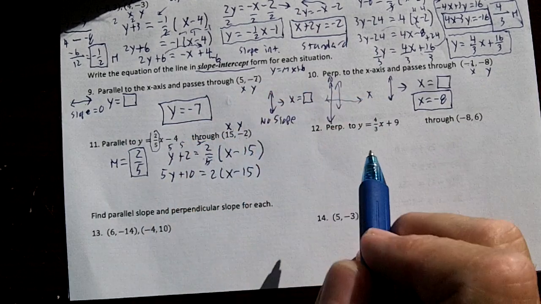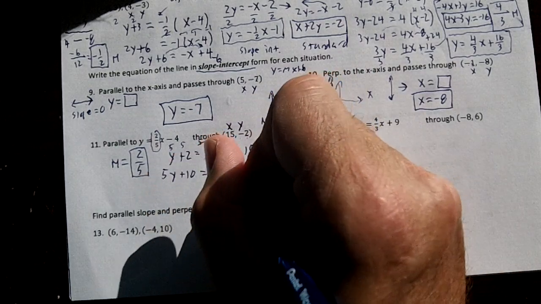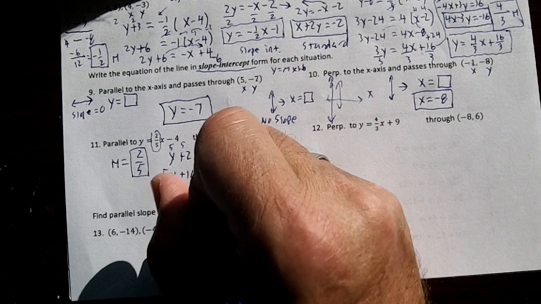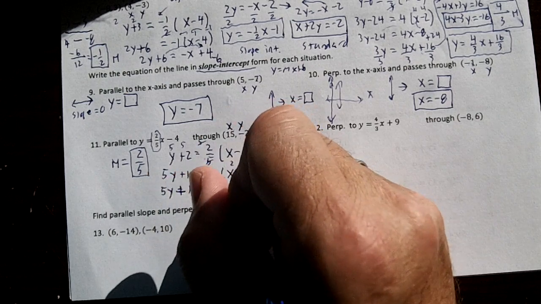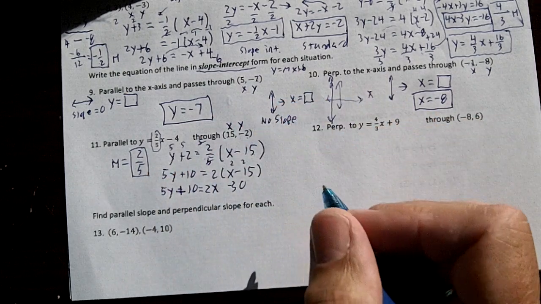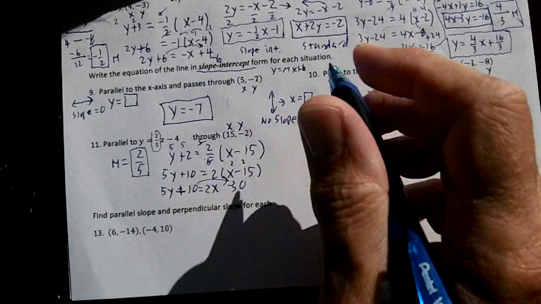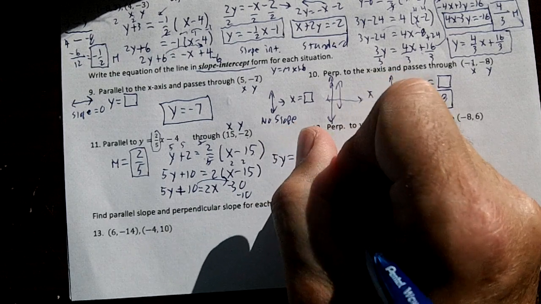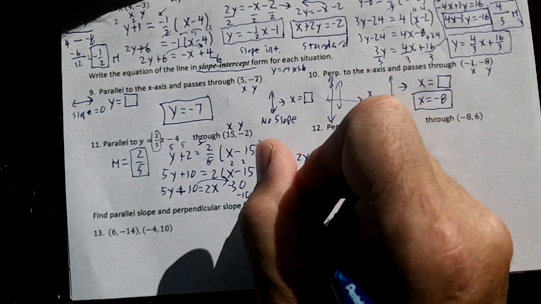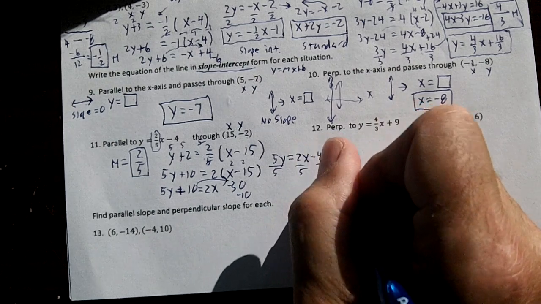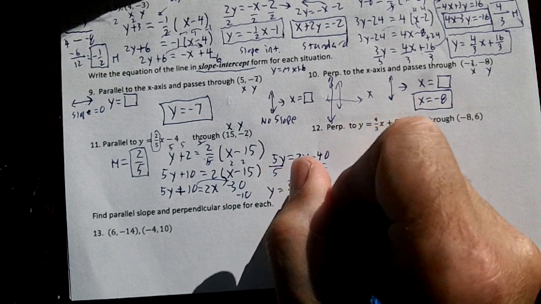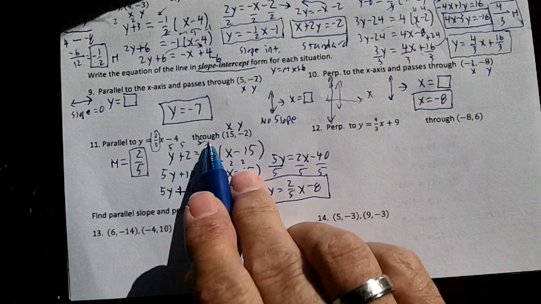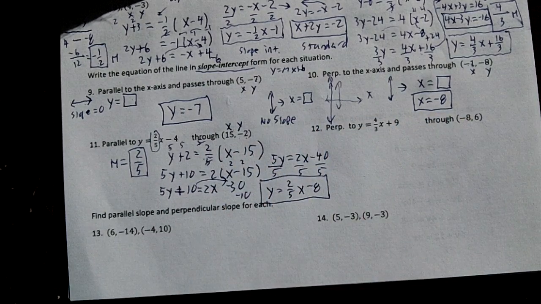If you wanted to, you could distribute the 2 in the same step. So we're going to distribute the 2 now, and we're going to get 5y plus 10 equals 2x minus 30. Now then, I'm going to move over the 10, and I'm going to get 5y equals 2x minus 40, right? Divide everything by 5, and I'm going to get y equal 2/5x minus 8. If you would have distributed the 2/5, you would have got the same answer, okay?